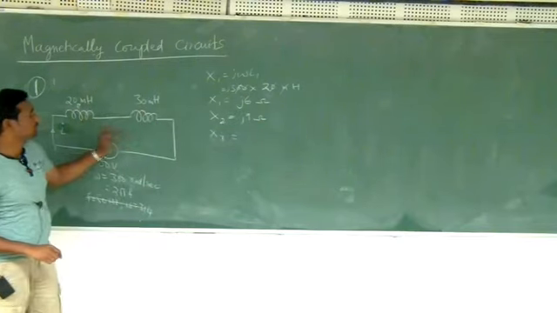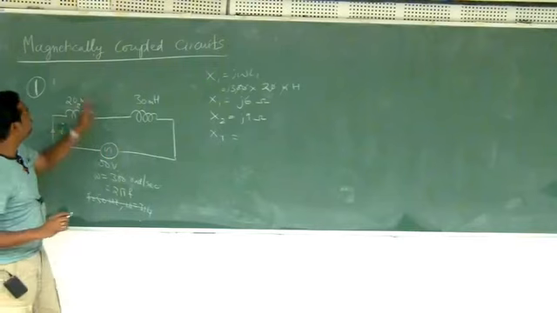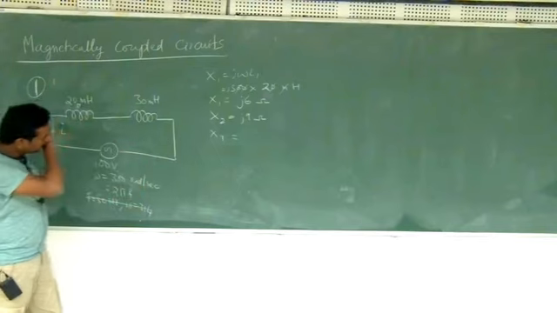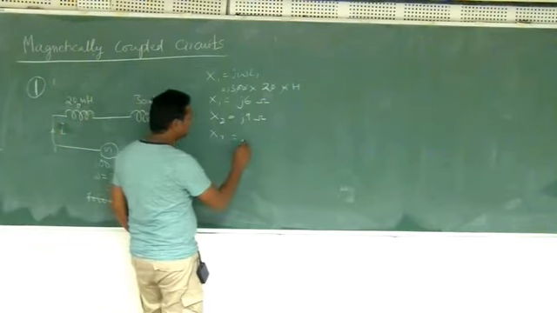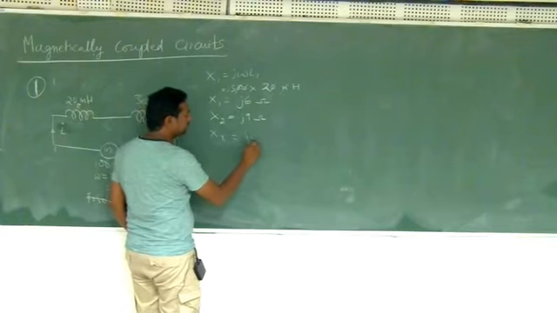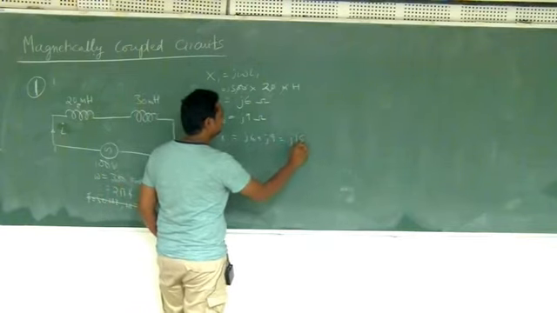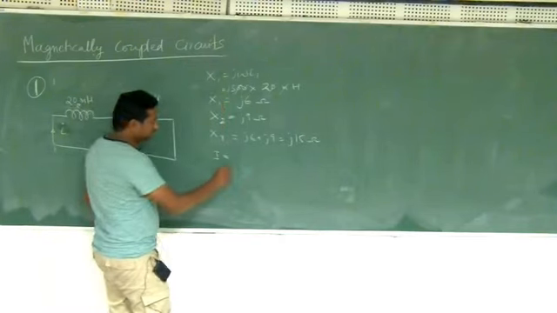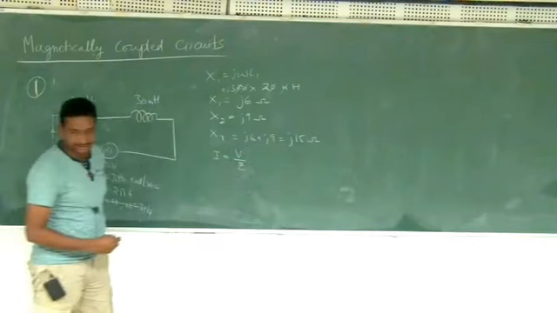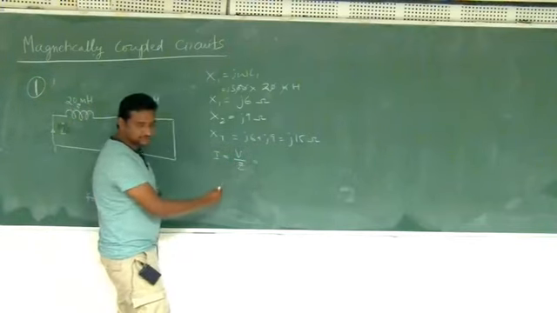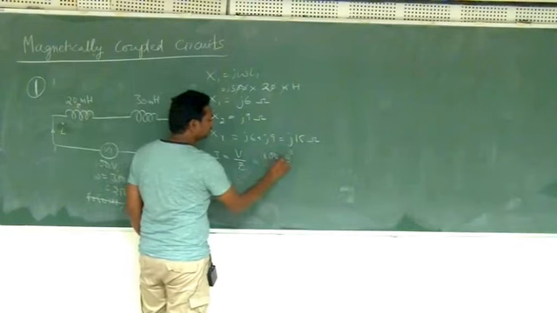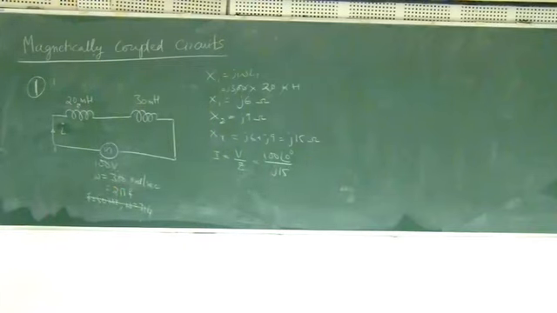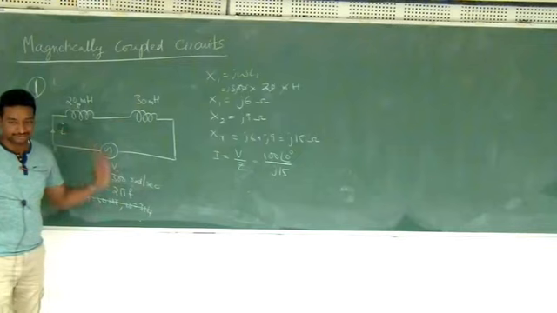Nothing but X1 plus X2 because they are in series. And importantly, there is no magnetic coupling between these two. So magnetically they are not coupled. So therefore what is XT? Just addition. You will get j6 plus j9, j15 ohms. And now if I want to find out the current, it's nothing but simple Ohm's law. Current is V by Z. Voltage by impedance. So voltage is 100 at 0 degrees, and impedance is j15. There is no resistance, so it makes our life easy.